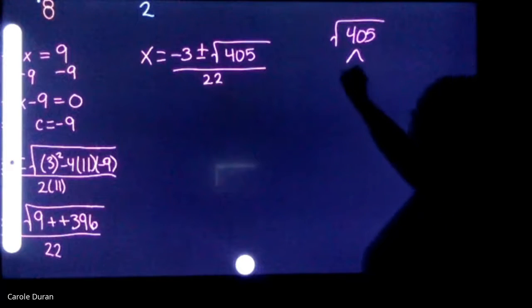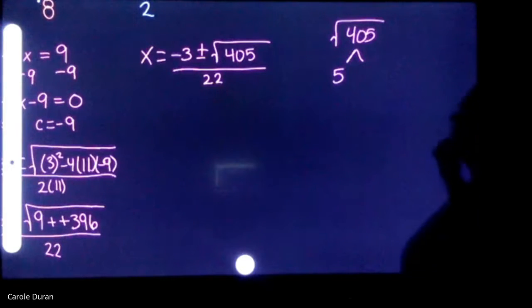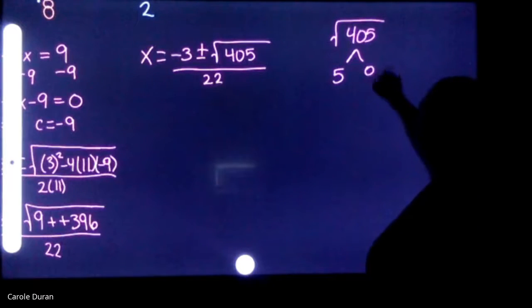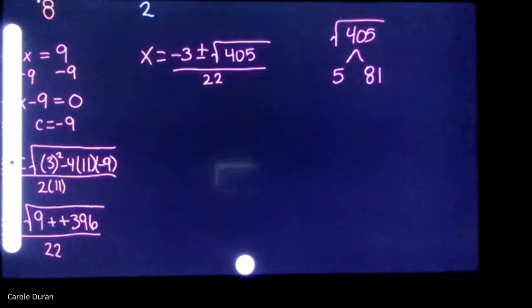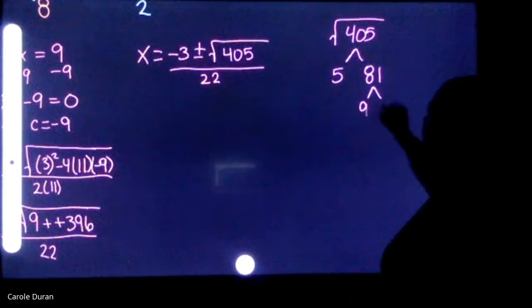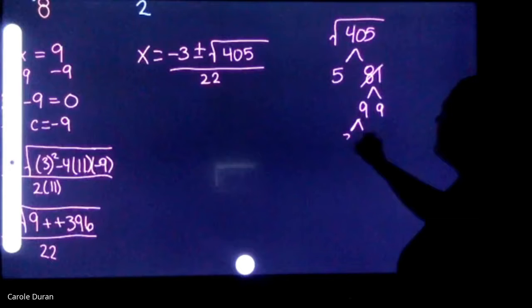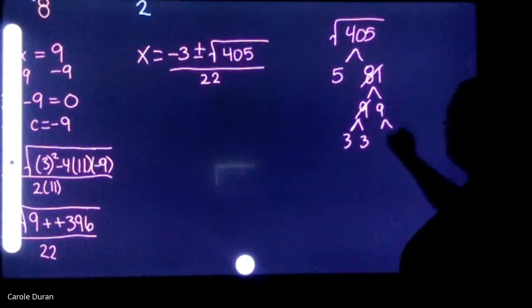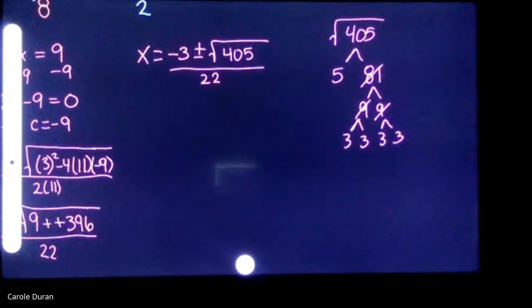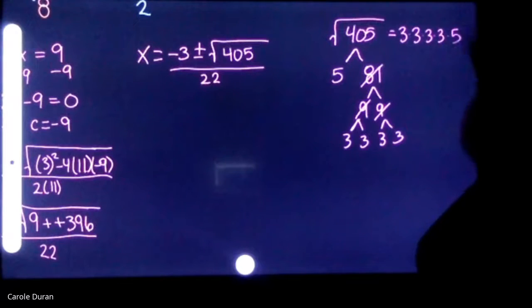It's pretty clear to me that a 5 comes out of it because it ends in 5. When I do that, I'm left with 81. 81 is not prime, so it can break down farther into 9 times 9. 9 is not prime, so it breaks down farther into 3 times 3. Do that for both of these. 3 is prime, so I'm done. In my prime factorization, I have 4 3s and 1 5.